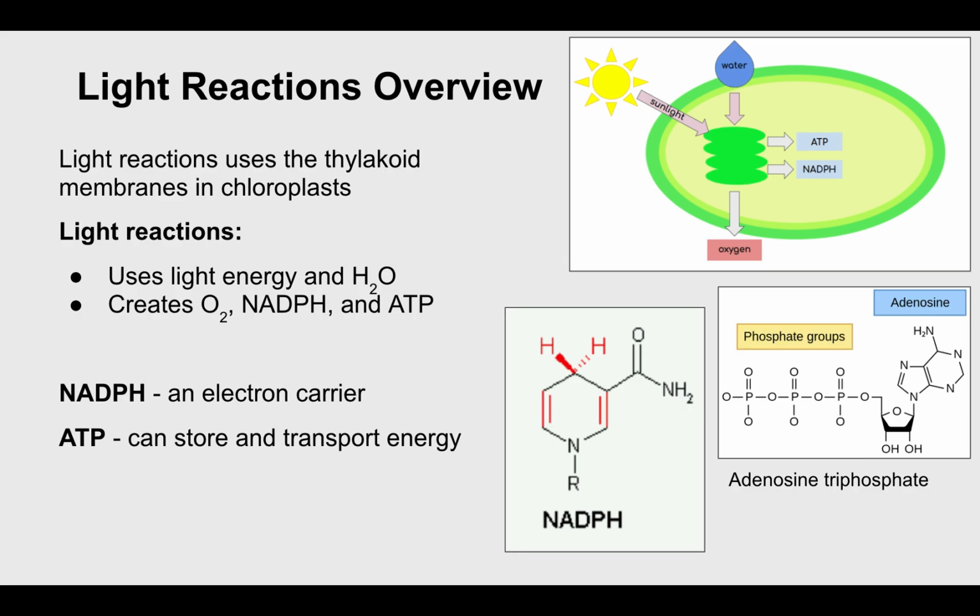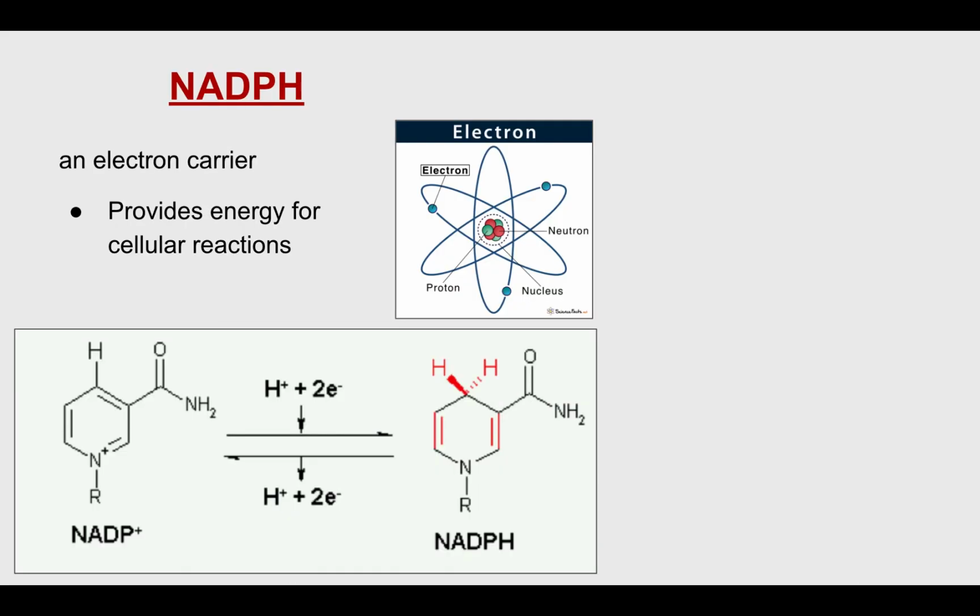But we're also going to be making NADPH. So NADPH is an electron carrier. It can carry an electron to where it needs to be, essentially. It often carries an electron that will provide energy for cellular reactions. So it's providing energy in a different way than ATP is. ATP, the energy is stored in those phosphate groups. You have to break apart some bonds. NADPH, that energy is essentially in this electron that is being carried.